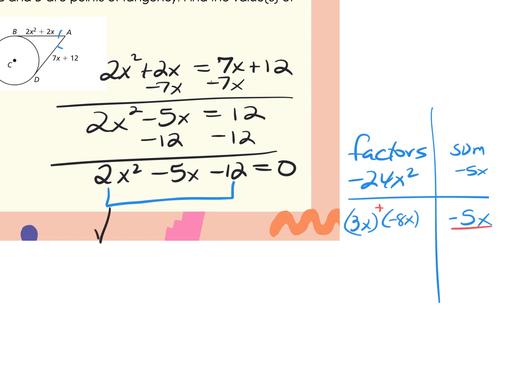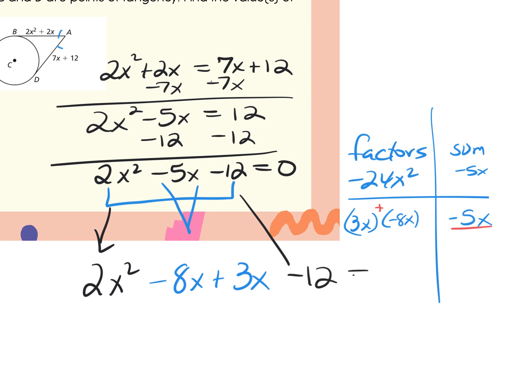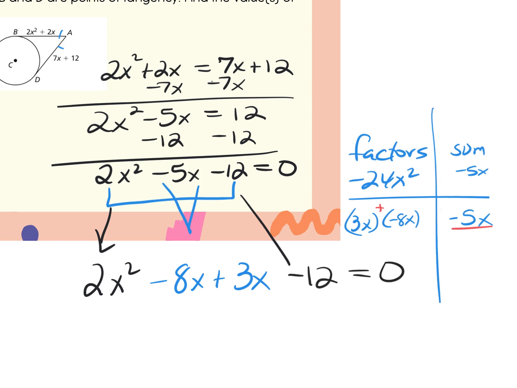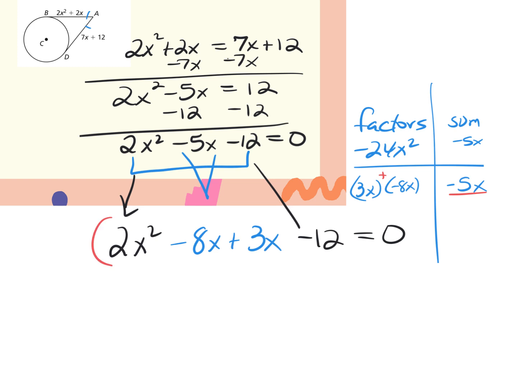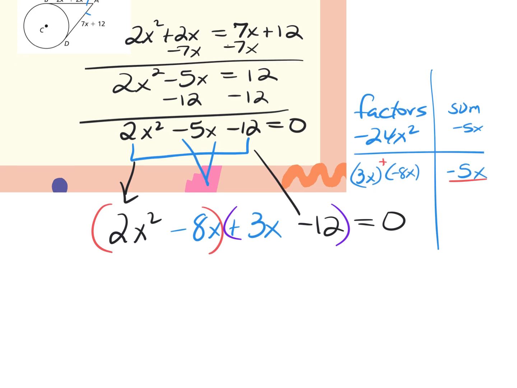So we would rewrite this 2x squared. We're replacing this -5 with the two factors we just found. It doesn't matter the order that you place them in here. And then rewrite the -12. And now I have to factor by grouping. So I'll make a group here of the first two, and then another group here. I'm looking for the GCF of the red group. It's going to be 2x.